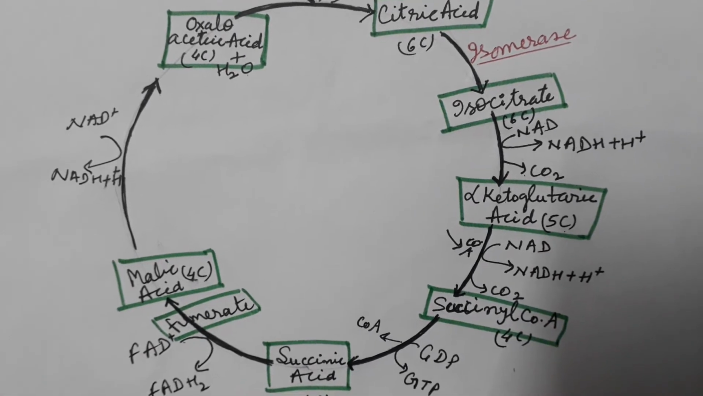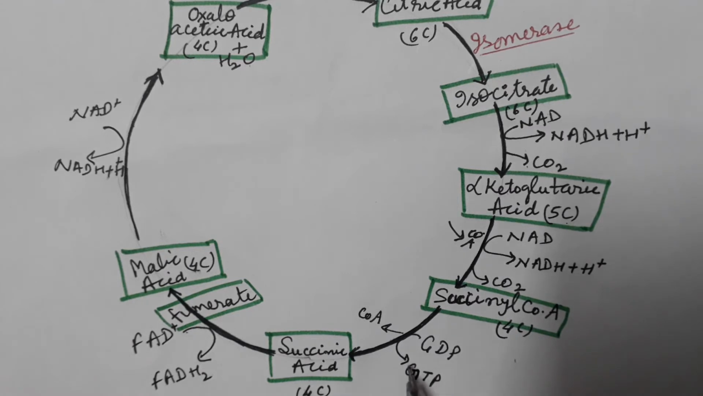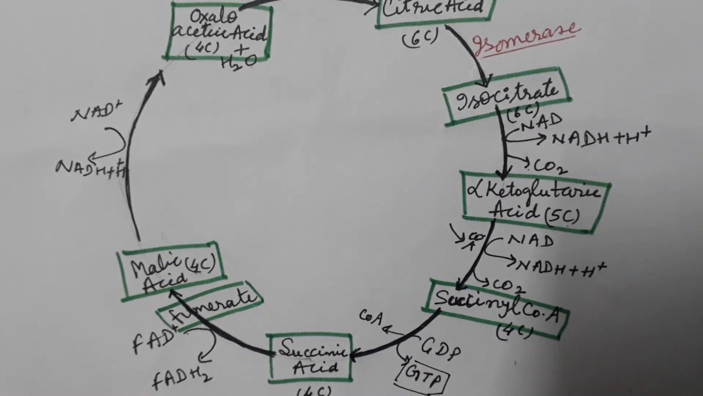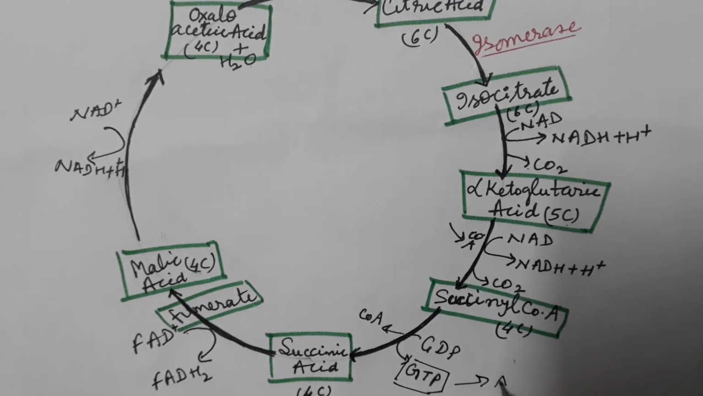In the next step, succinyl coenzyme A is converted into succinic acid. In this step, 1 molecule of coenzyme A is released and the energy released here is utilized in the formation of 1 molecule of GTP. Instead of ATP, a GTP molecule is produced in this step. Later on, this GTP molecule gives rise to 1 molecule of ATP.